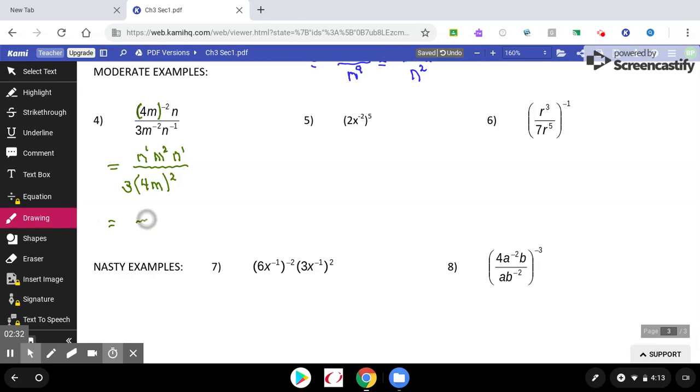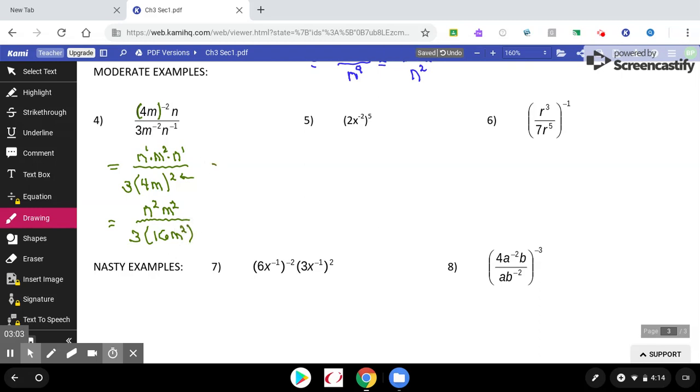So let's clean it up. We could go ahead and work on the top a little bit here. I see a pair of n's up there. n to the first and n to the first, if you add the exponents, gives you n to the second. Now on the bottom, I have to take care of this little squared first. So I would have to do 4 squared, which is 16. And the m is getting squared as well, so it'd be m squared.